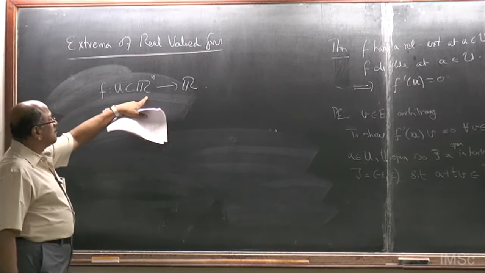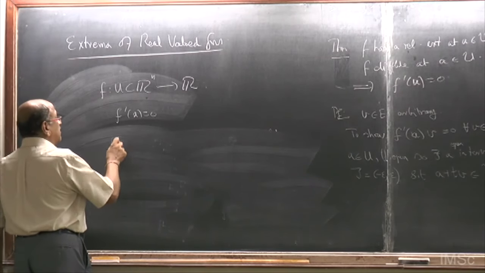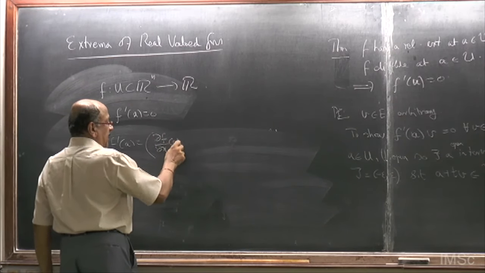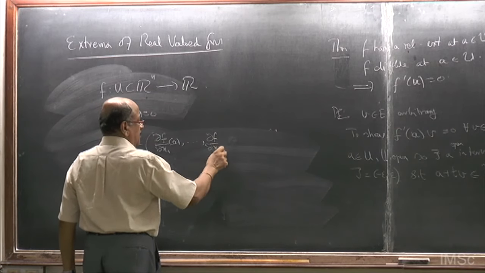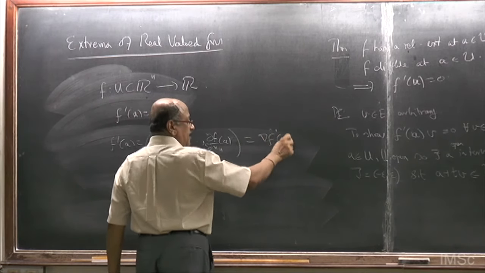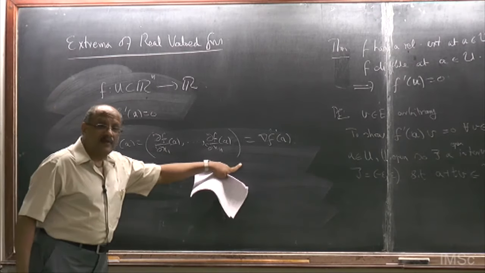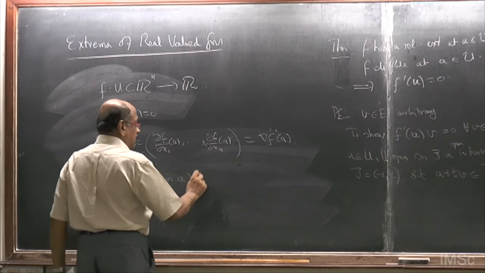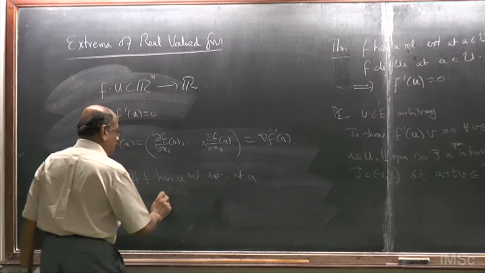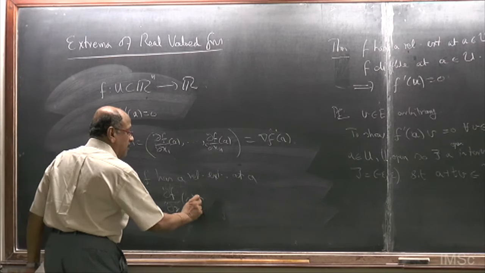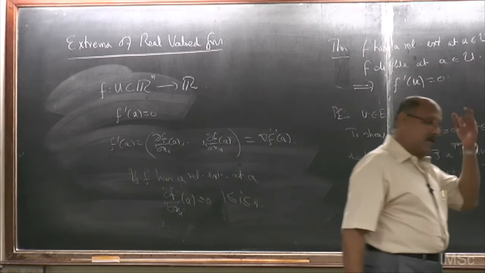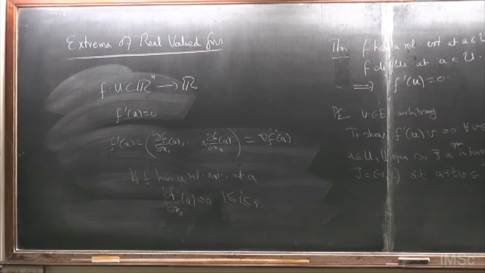We already saw if it is a function from Rn to R, how is the derivative given? The derivative is a vector whose components are the partial derivatives: df by dx1 at A, up to df by dxn at A, which I call the grad f at A. So, if this is 0, that means all of these have to be 0. So, this is the condition which you already know. So, if f has a relative extremum at A, you have df by dxi at A equal to 0, 1 less than or equal to i less than or equal to n. So, this is the standard condition.